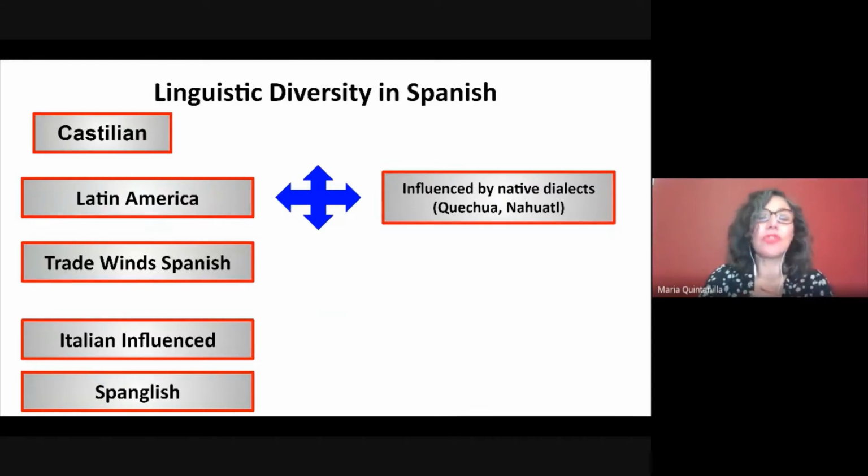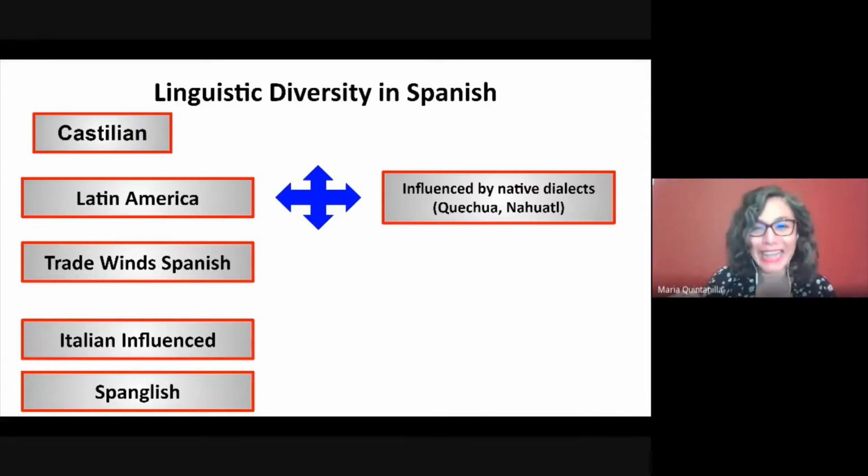There is also trade winds Spanish. It's the Spanish we hear in the Caribbean, the southern part of Spain, some coastal areas in Latin America. And this Spanish is characterized by dropping the word's last S. Then there's Italian influenced Spanish, mainly in Argentina and Uruguay. In this case, the sound for the double L or the sound for the Y may change a little.